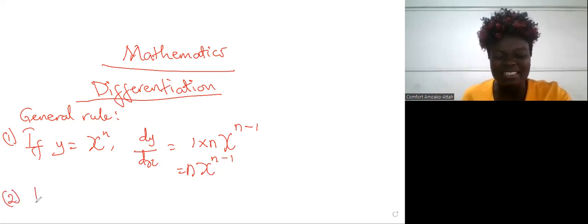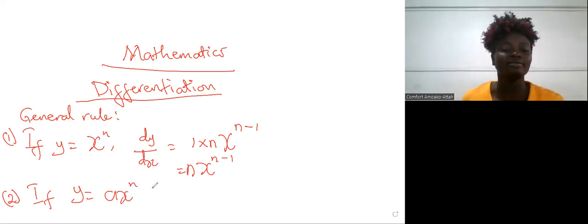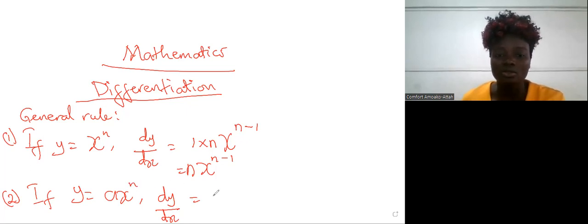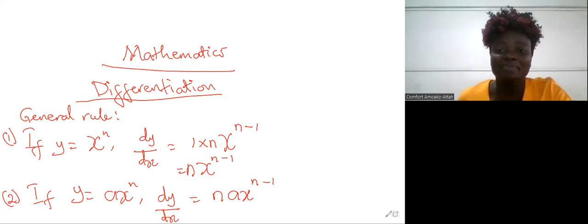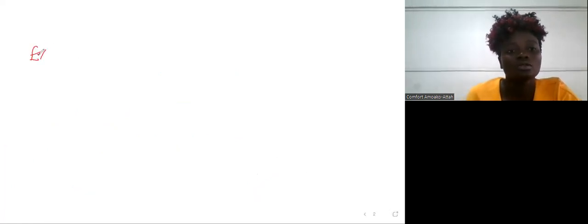Then the second one is: if y is equal to a x exponent n, how do we find dy/dx? dy/dx is going to be, you multiply the power, so it's going to be n a x exponent n minus 1, where n is a variable, so you can replace it by any number. So now let's make some examples and see how we can use this formula to differentiate a function.